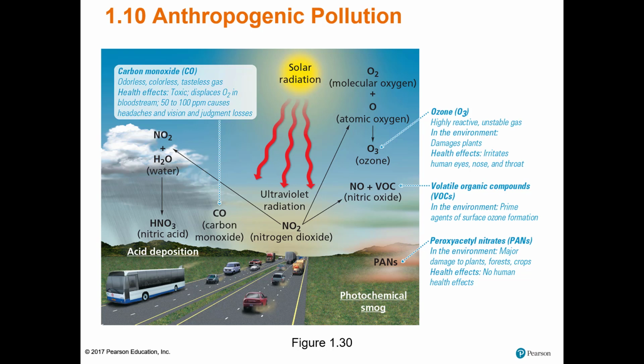So we have nitrogen dioxide from cars. We also have carbon monoxide from cars. And then they can interact with water to form nitric acid, which is acid deposition and acid rain. We also have photochemical smog depicted here.